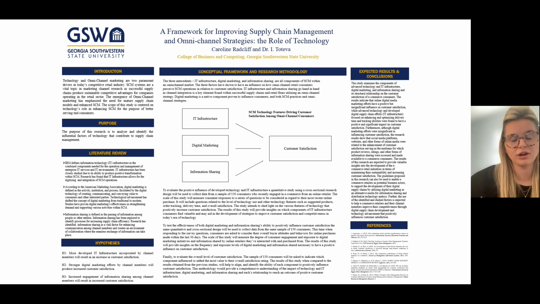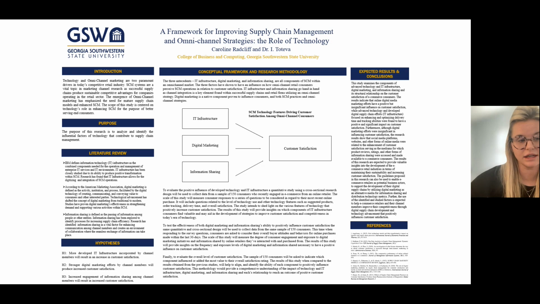Research has found that IT infrastructure allows for the digitizing and integration of supply chain operations. The second component or feature is digital marketing. Digital marketing has shifted from a more traditional concept to a more modernized approach, and studies have proven digital marketing's effectiveness in increasing demand and supporting various activities within supply chain management.